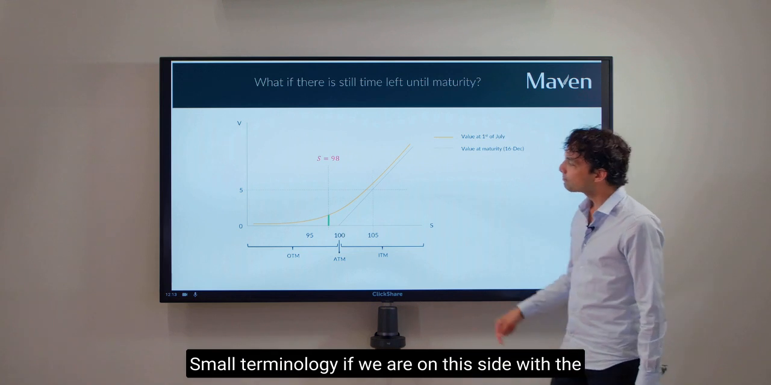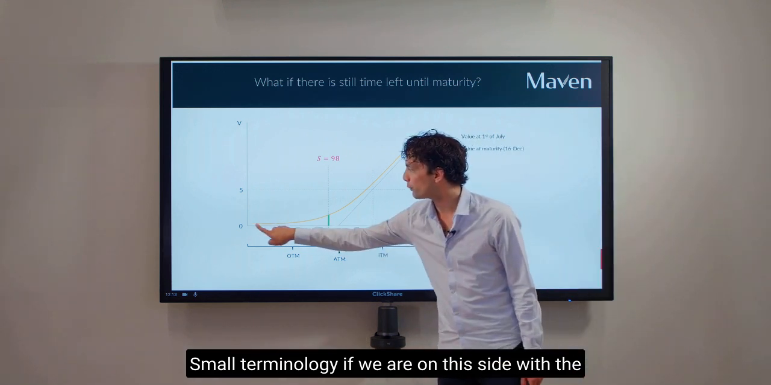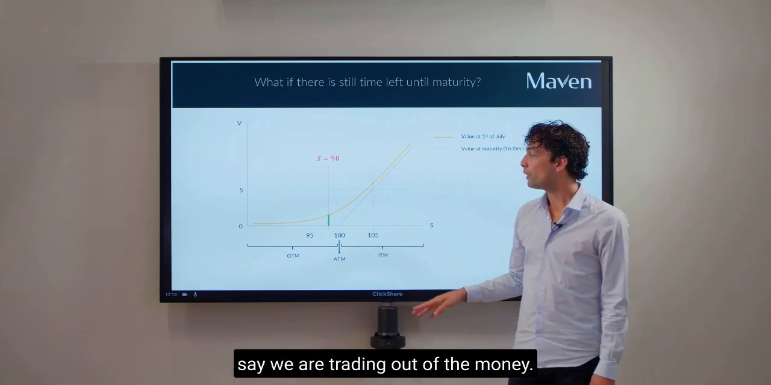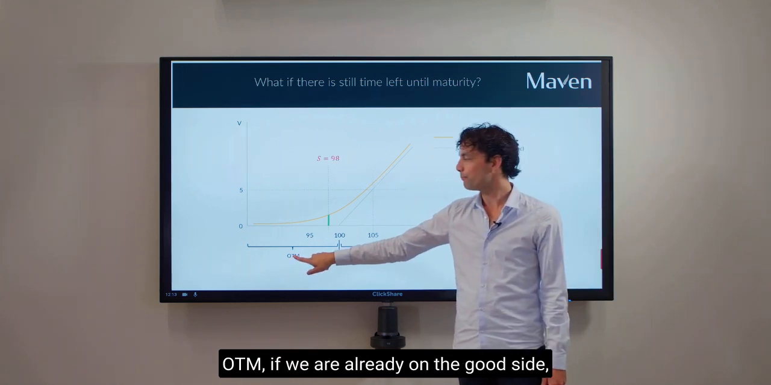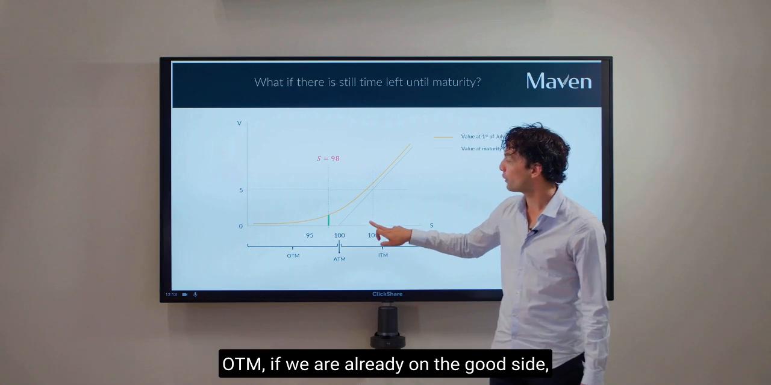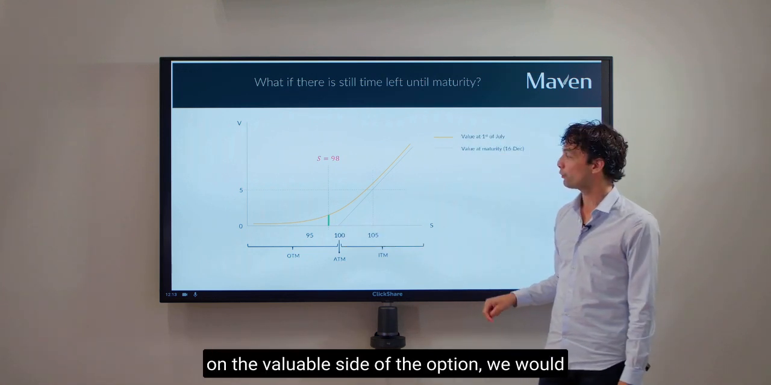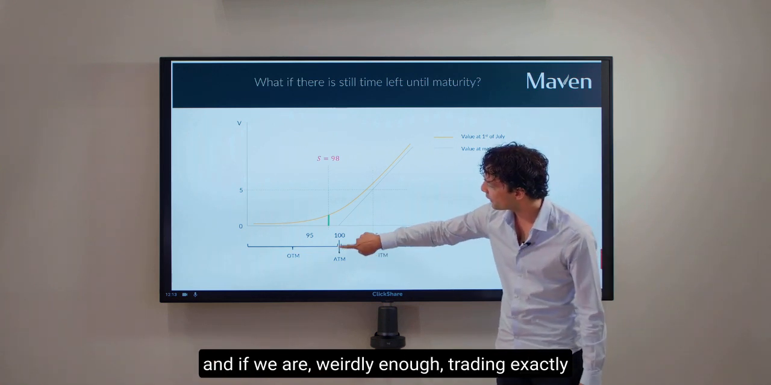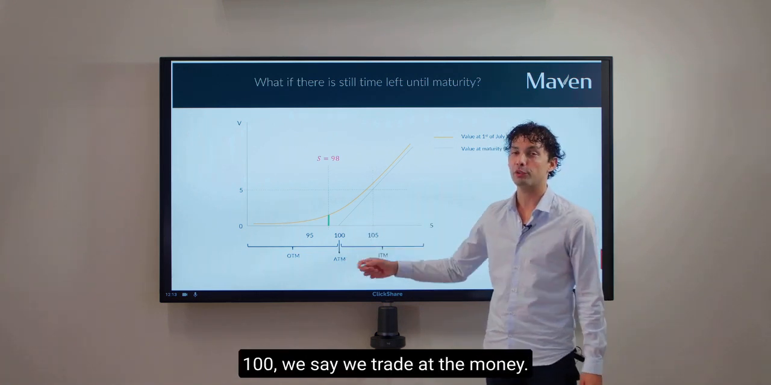Small terminology: if we are on this side with the stock price, let's say the stock trades 98, we would say we are trading out of the money, OTM. If we are already on the good side, on the valuable side of the option, we would say we are already in the money. And if we are, weirdly enough, trading exactly 100, we say we trade at the money.